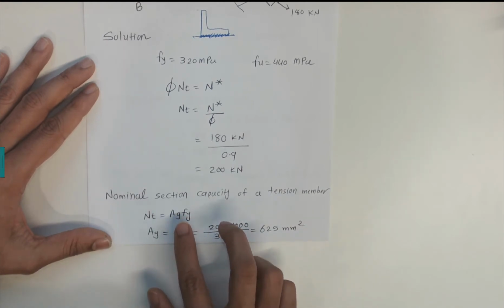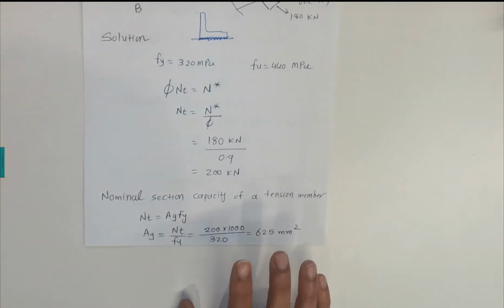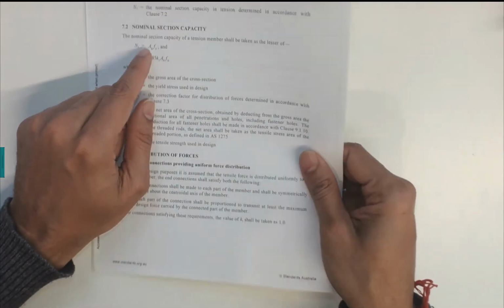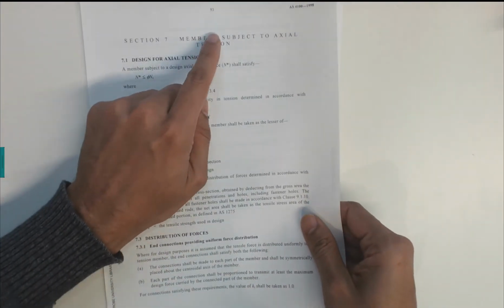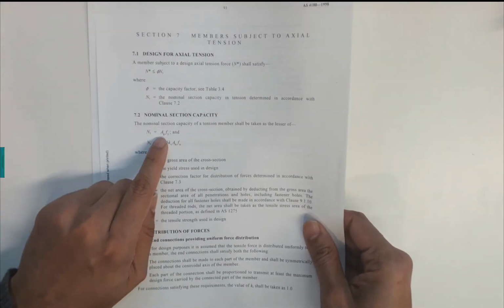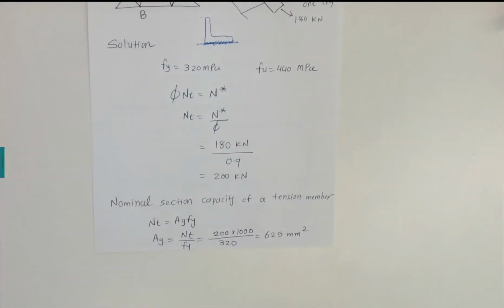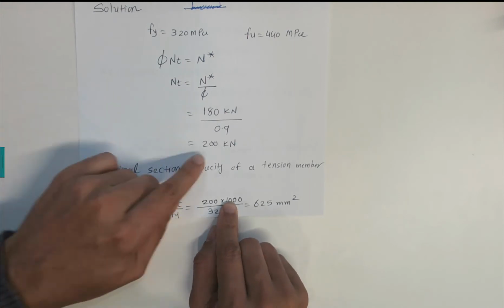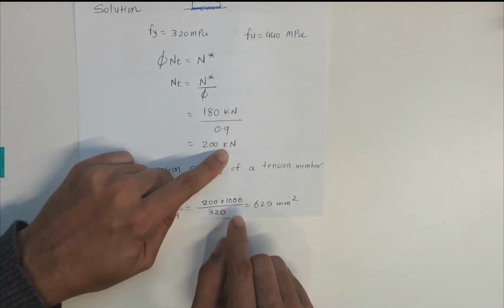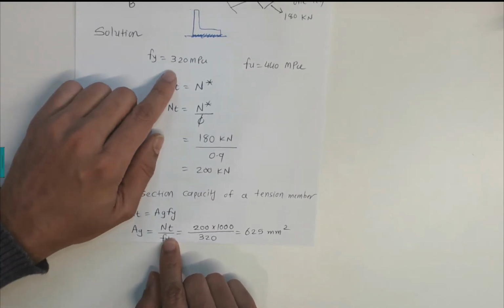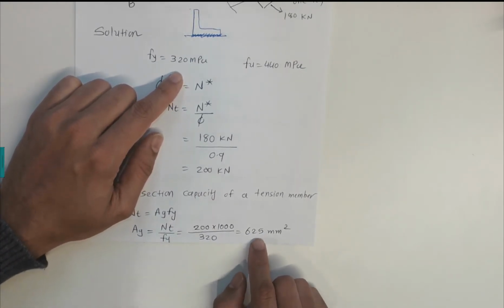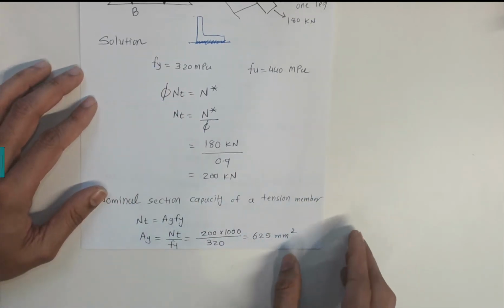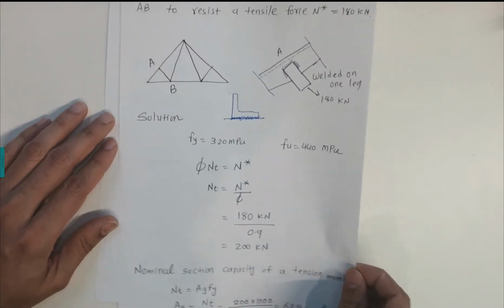Let's say the section is failing by yielding. In the Australian standard the equation for yielding is given in clause 7.2 on page number 93. We have Ag times Fy. So we need to find the gross area. Nt over Fy, so 200 times 1000 because we are converting into newtons, divided by Fy of 320, gives us a gross area of 625 millimeters squared. So we need to find the equal angle that will have an area greater than 625 millimeters squared.